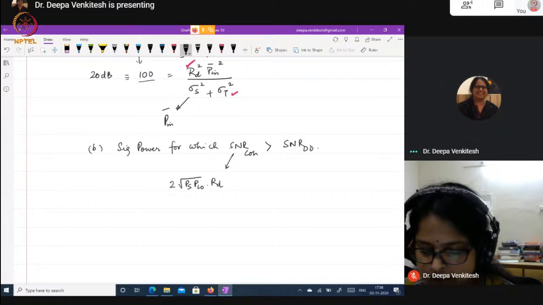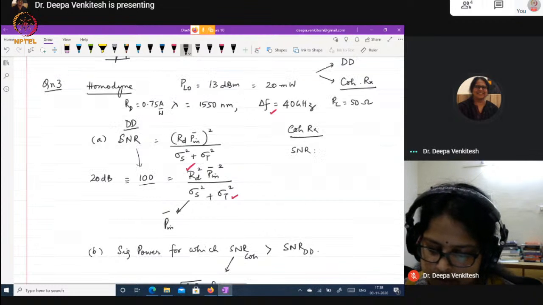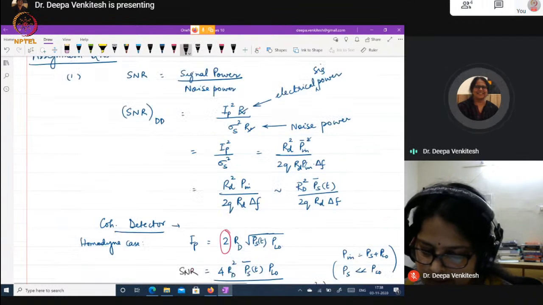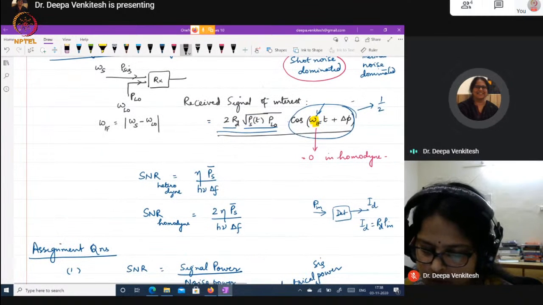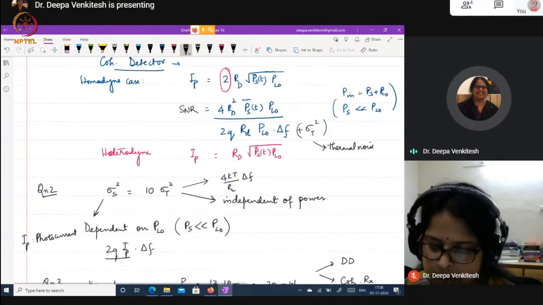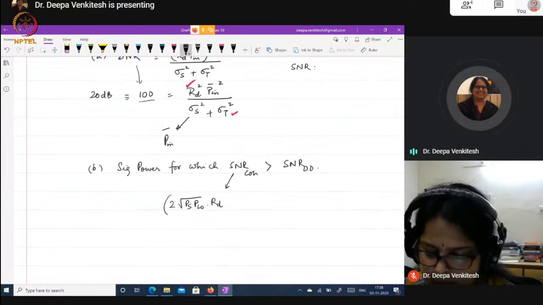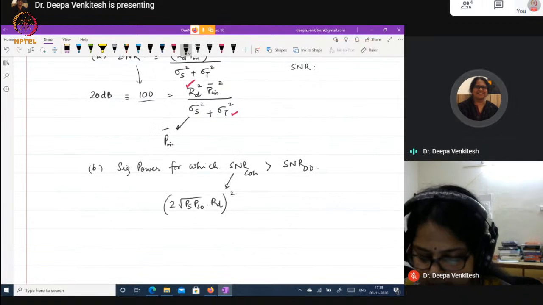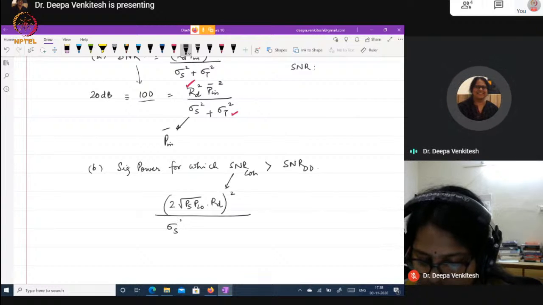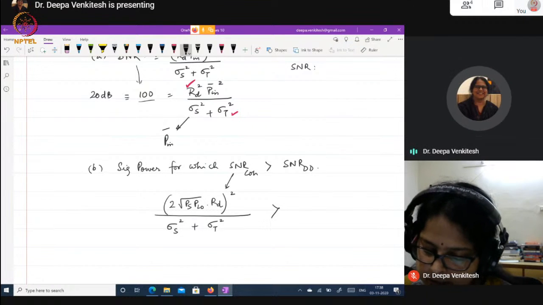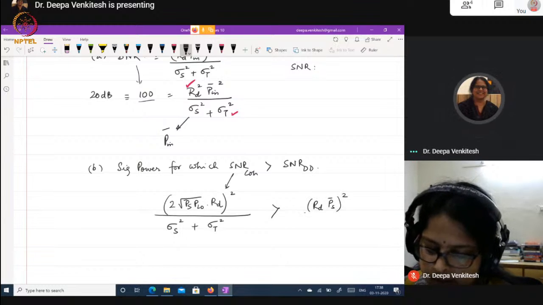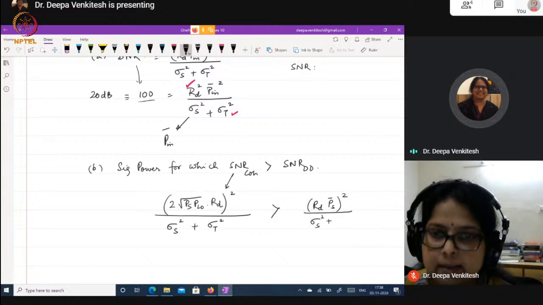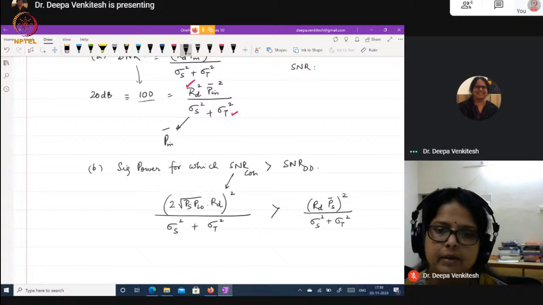That's what we discussed in the beginning. 2 times RD root of PS PLO is the signal of interest. That squared, because SNR is current squared, divided by shot noise squared plus thermal noise squared. This must be greater than, for a direct detection receiver, just RD times average PS, squared, divided by sigma shot squared plus sigma thermal squared.